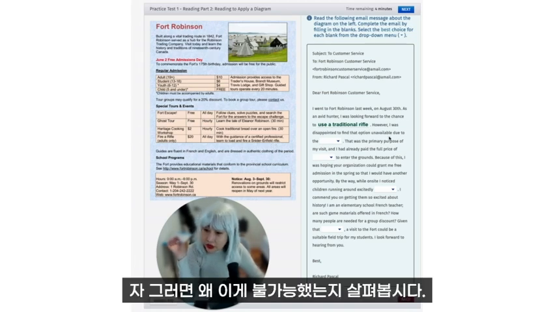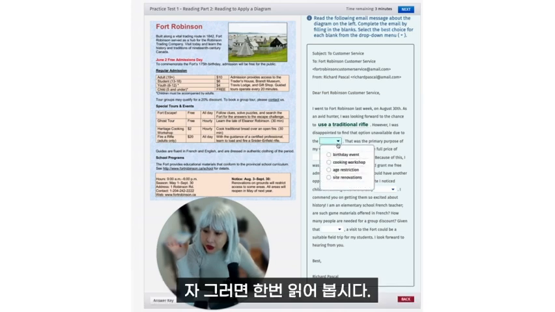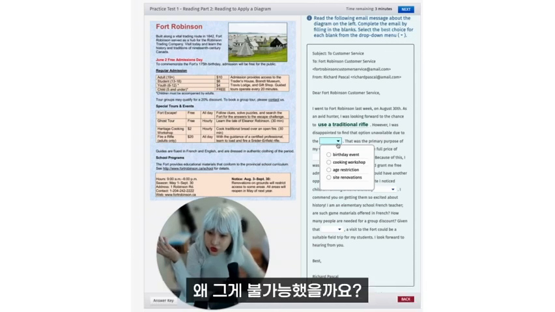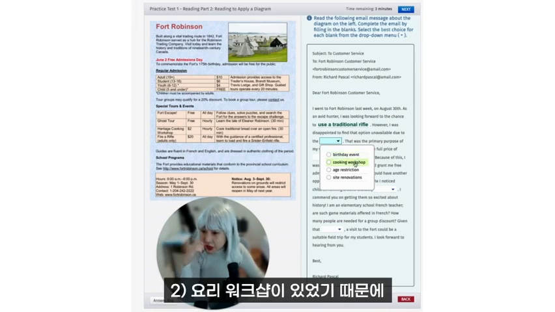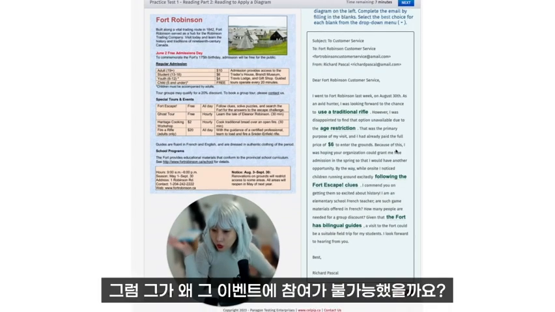Okay, so let's see why it was not available. You don't know, but it's probably something to do with that information right there. Okay, so let's read it out. "I was disappointed to find that the option was not available due to..." Why would you not be able to do that? Because there was a birthday event, or because there was a cooking workshop, or because there was an age restriction, or there was a site renovation. But then why wouldn't he be able to attend that event?